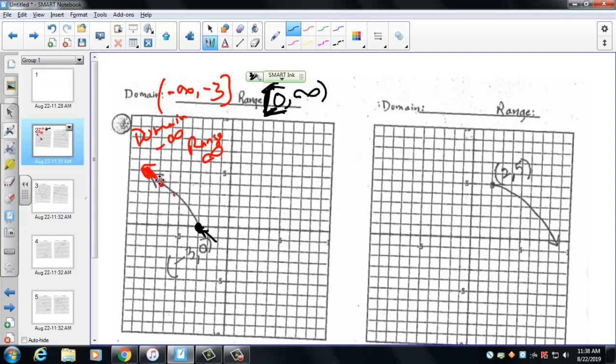For domain, not always. Both of those arrows are going in the same direction. The question was, is it safe to assume that if you have two arrows it's negative infinity to infinity always? I would say most of the time, yes, but I would not just assume that.